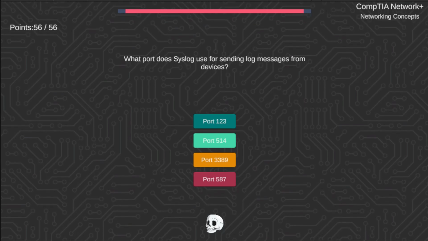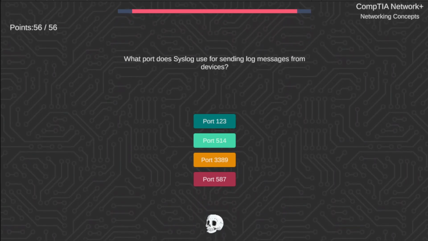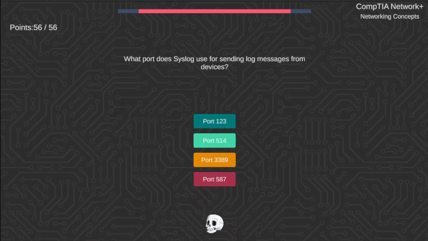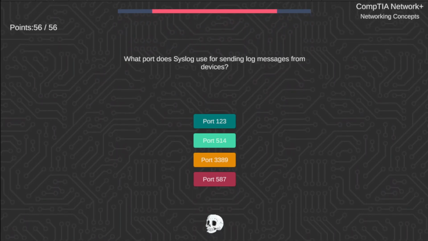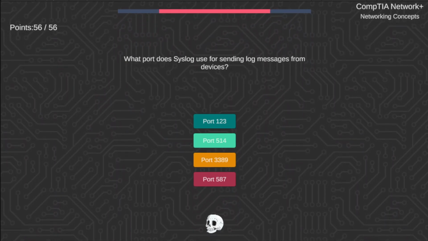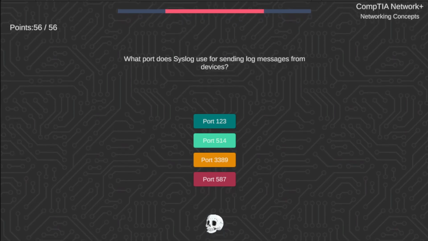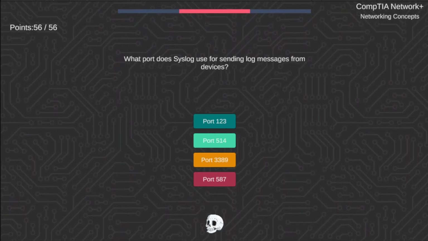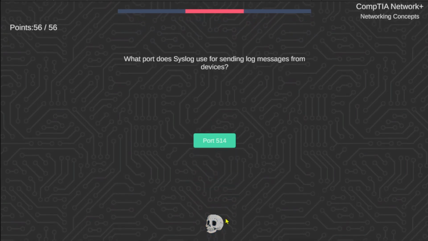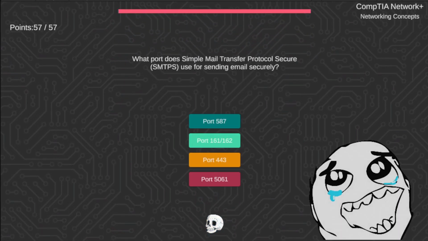What port does syslog use for sending log messages from devices? Port 123, port 514, port 3389, or port 587? What port does syslog use for sending log messages from devices? Correct answer is port 514.